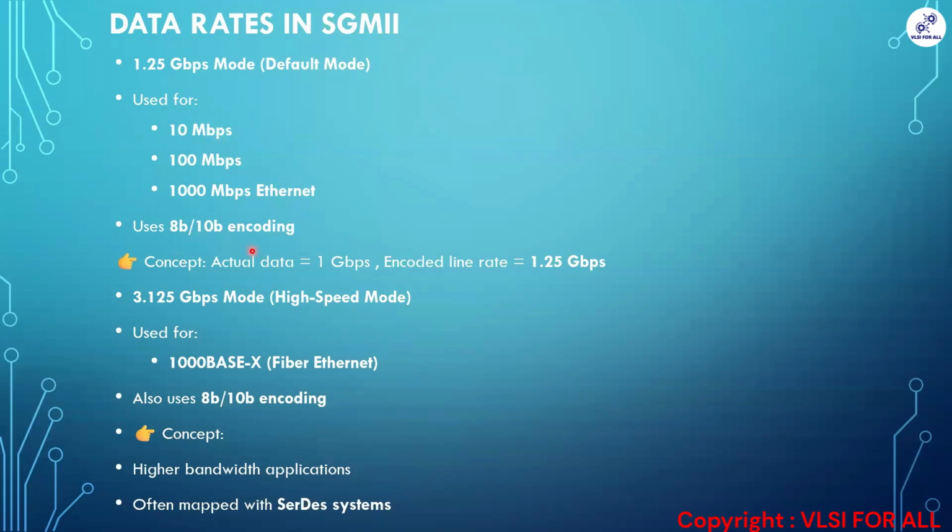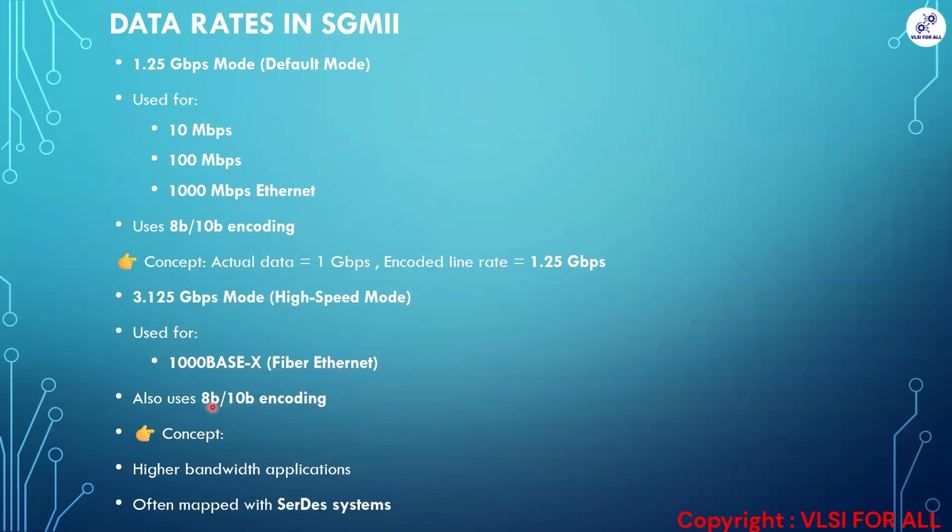The concept of encoding is like the actual data will be 1 gigabit per second, and the encoded line will be adding some more data to it. So it will be 1.25 gigabits per second. In the same way, we have another mode with 3.125 gigabits per second, which is a high speed mode. It is used for 1000BASE-X. It's like fiber Ethernet application.